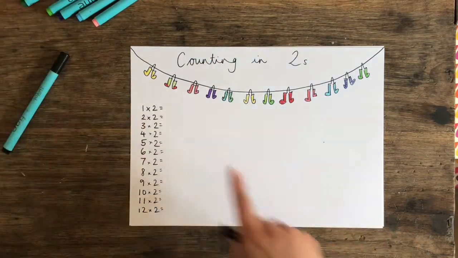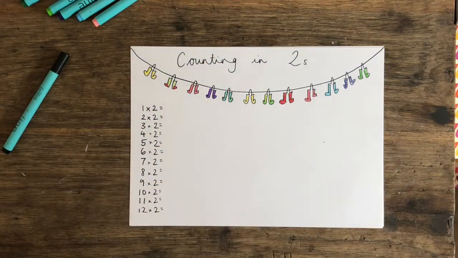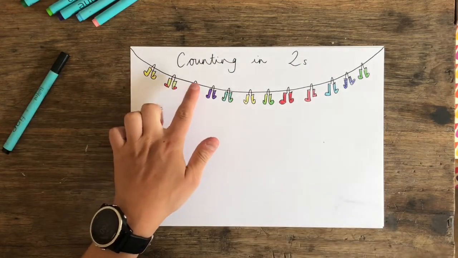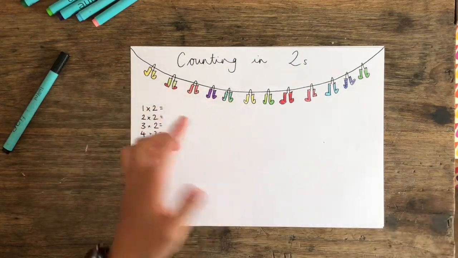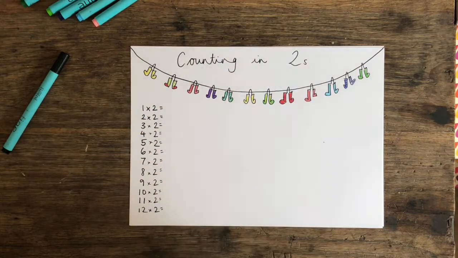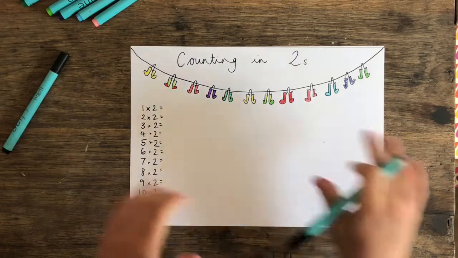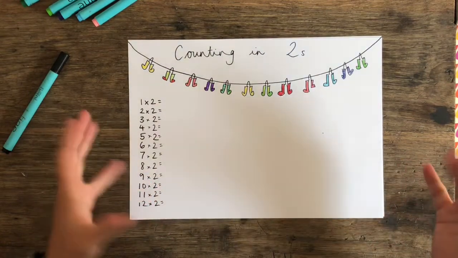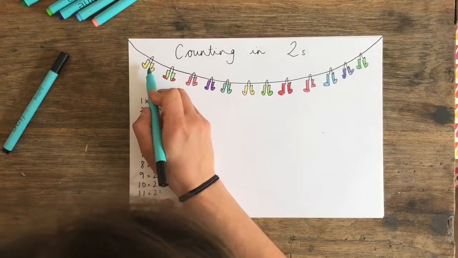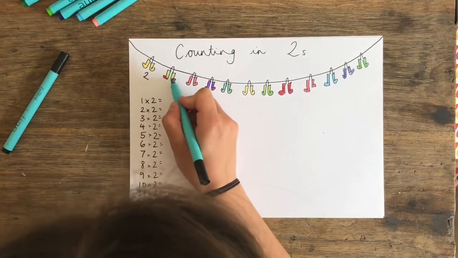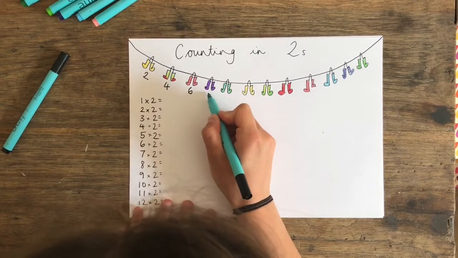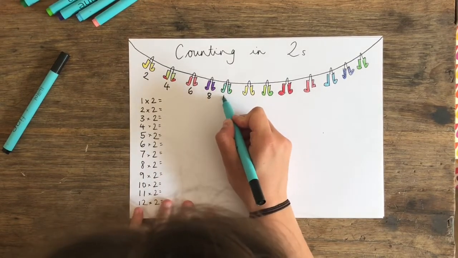If I said to you how many socks are on the washing line, you could say 1, 2, 3, 4, 5, 6, 7, 8, 9, 10. But it takes a while. If you counted in twos, it would be quicker for you to do. So we're going to do that together. So we've got 2, 4, 6, 8, 10.